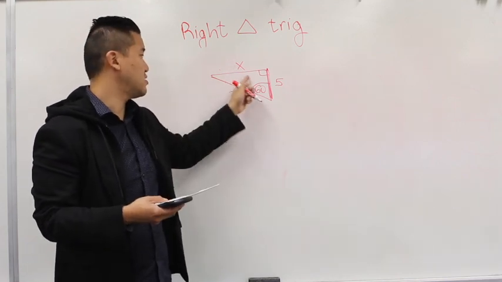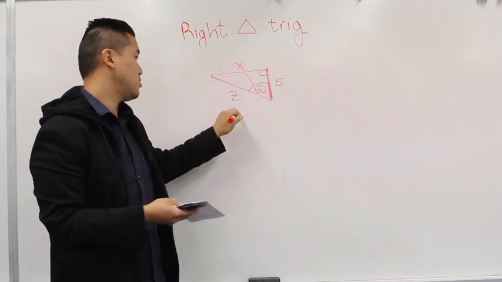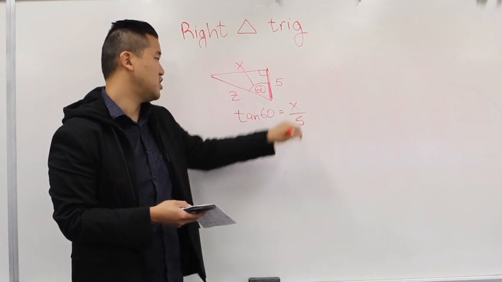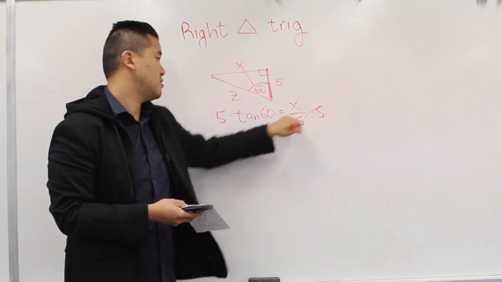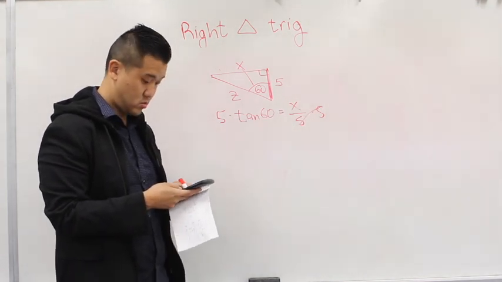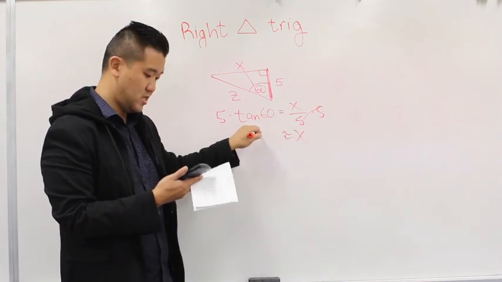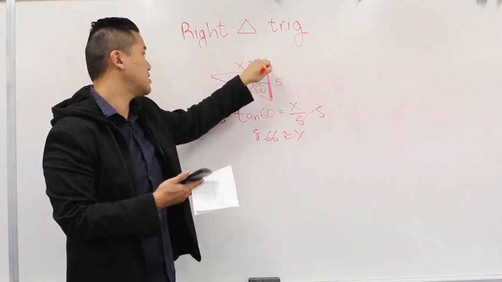All right, welcome back. So let's find x first. So it's opposite adjacent is tangent. So if you use tangent of 60 equals opposite over adjacent, so multiply by 5, you set up an equation. So what is that? It gives us roughly, plug it in, 8.66. So this is roughly 8.66.